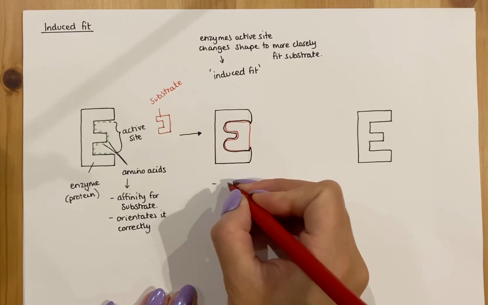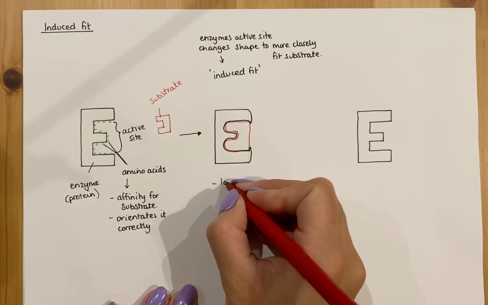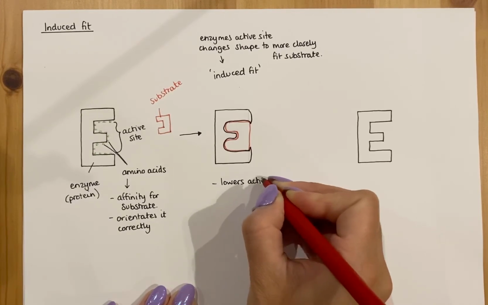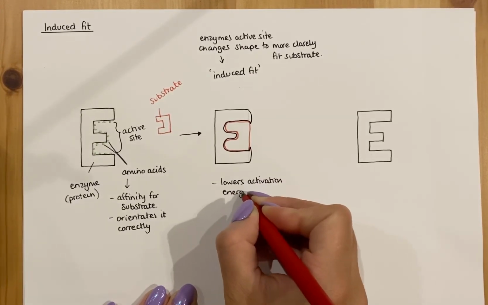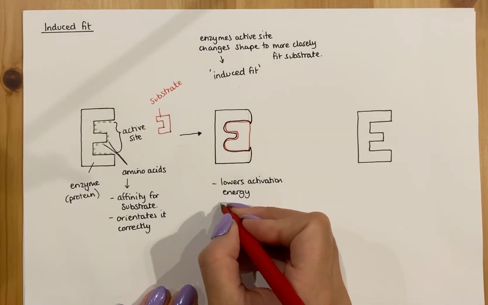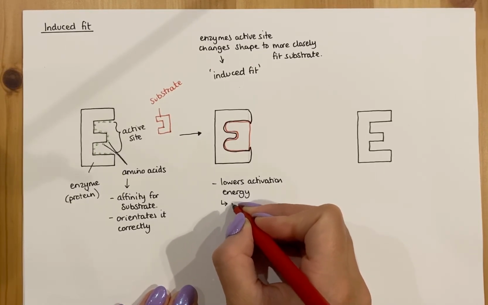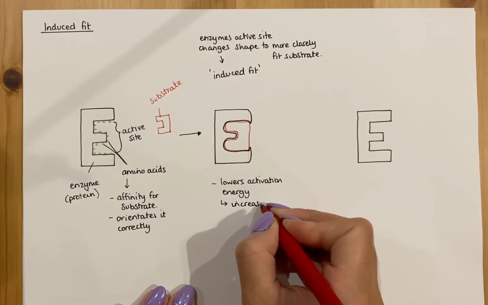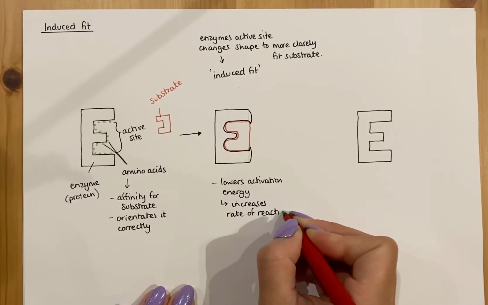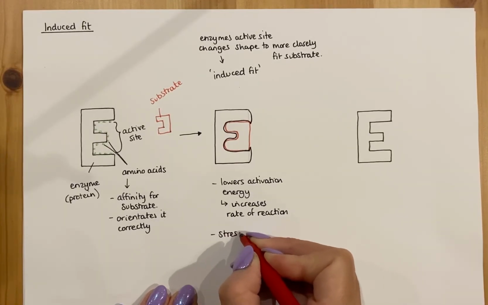Now it does this because it then allows the reaction to happen more quickly. Okay, because it lowers activation energy. Now for the chemist among you, you'll probably know what that means. Okay, for now all you need to know is that it lowers the energy required for that reaction to start. Okay, for that reaction to occur. So it lowers the activation energy, which then will lead to an increase in the rate of reaction. Okay, so that means it happens faster. And it does this by stressing the bonds in the substrate.